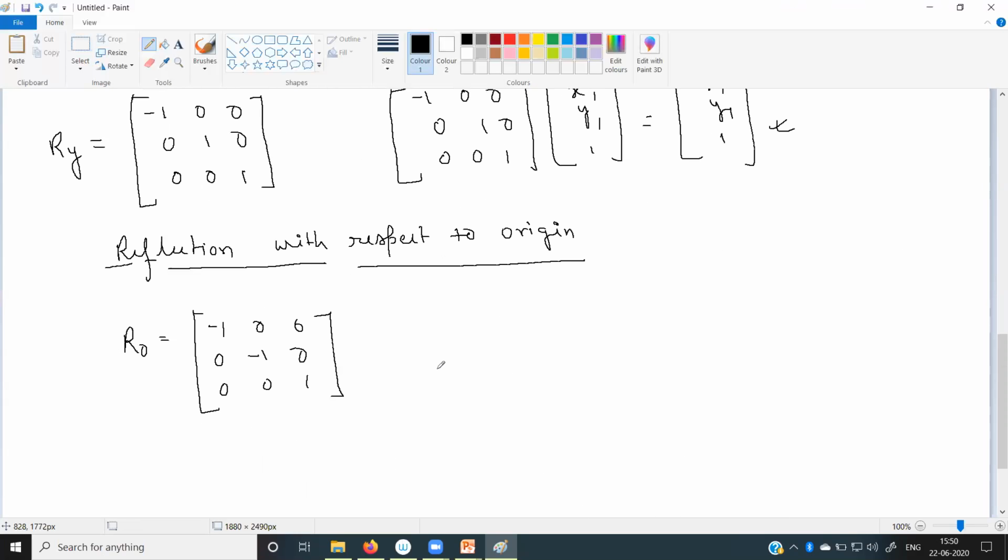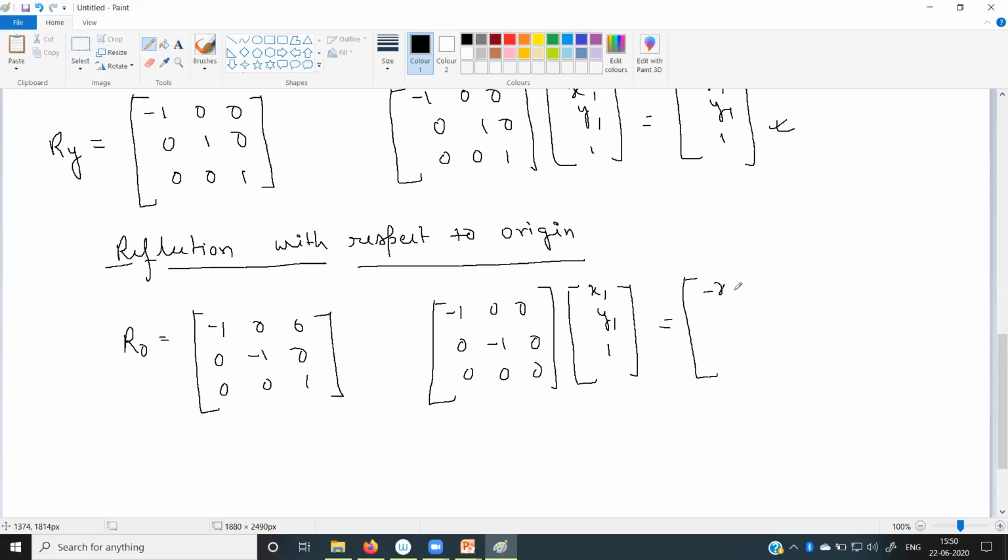So the same operation I will show you for the point P1, one instance. So if I want to reflect the point P1, that means x1, y1, 1, with respect to origin, what will be its coordinates? So what we have to do? We have to multiply the reflection matrix with respect to origin with the point matrix x1, y1, 1. So if you multiply this, what will you get after multiplication? You will get -x1, -y1 and 1. Okay, so this is the reflection with respect to origin. Clear?